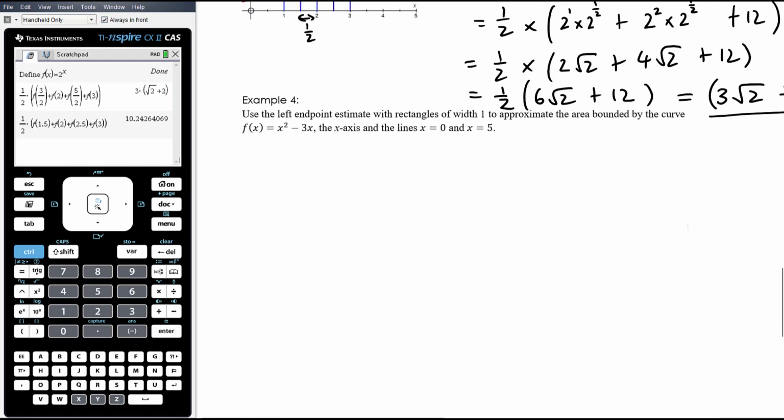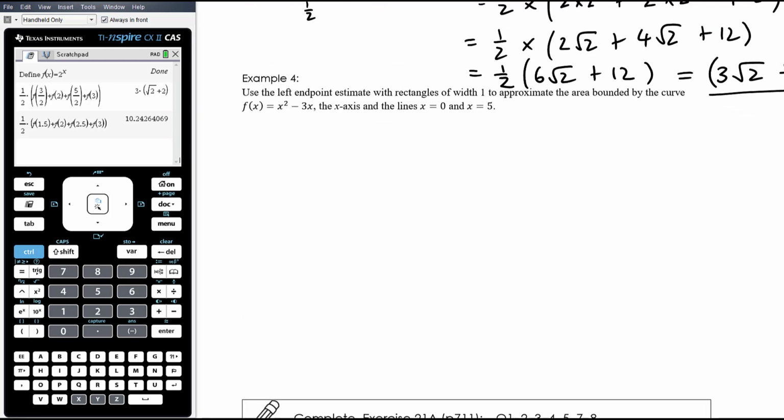Okay, let's do one final example where we're not given the diagram, so we need to think about what's happening here. Use the left endpoint estimate with rectangles of width 1 to approximate the area bounded by the curve f of x equals x squared minus 3x, the x-axis, and the lines x equals 0 and x equals 5. So the first thing we must do is draw the graph. Okay, so if we factorise this, it is x times x minus 3.